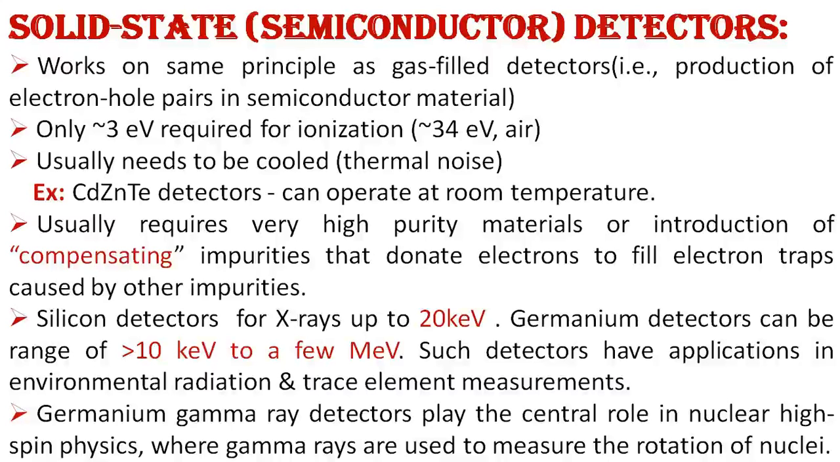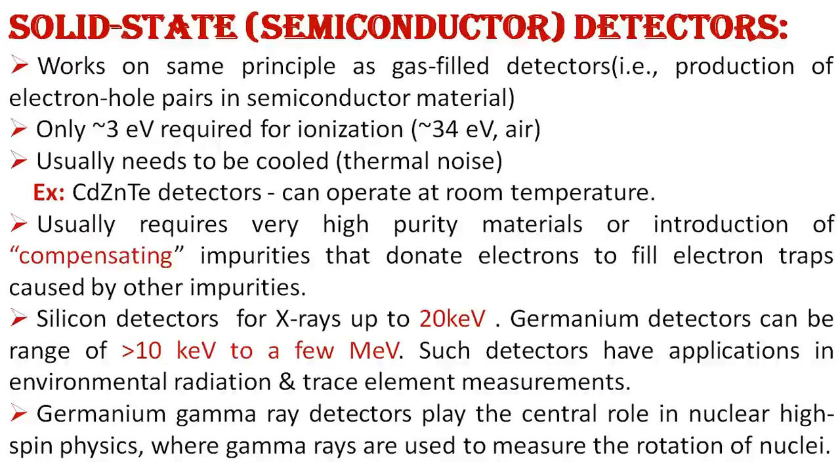It usually requires very high purity materials, or the introduction of compensating impurities that donate electrons to fill electron traps caused by other impurities. Silicon detectors are used for X-rays up to 20 kilo electron volts. Germanium detectors can range from less than 10 kilo electron volts to a few mega electron volts. Such detectors have applications in environmental radiation and trace element measurement.